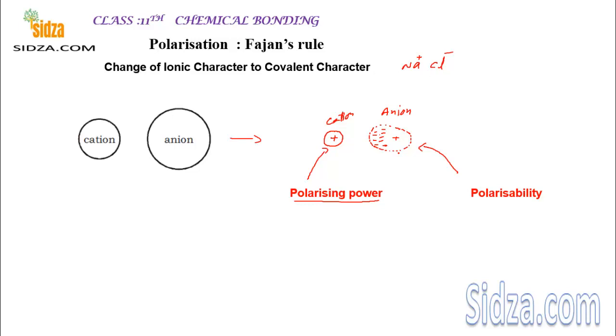At the same time, different anions get polarized to different extents. Some of the anions can get polarized very easily, and some with difficulty. That's called polarizability. That means how easily you can polarize an anion. So that means ionic compounds have some kind of covalent character, and how much covalent character there will be depends on two factors. Number one is the polarizing power of a cation, and the second one is the polarizability of an anion.